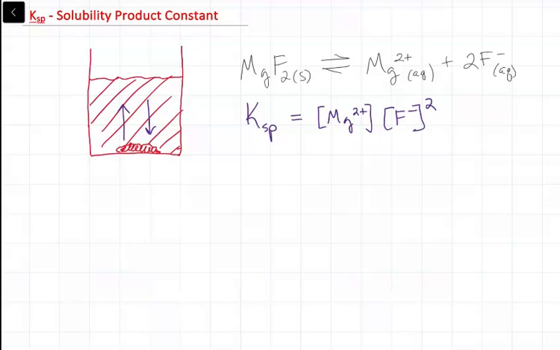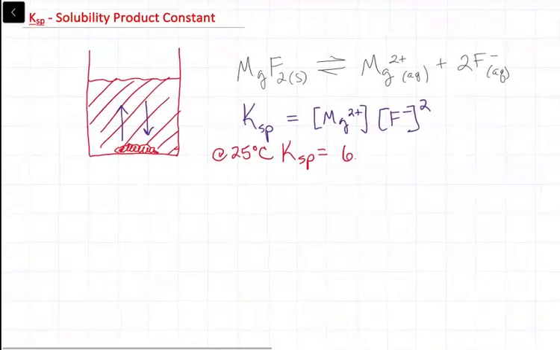So let's talk about what this means in terms of solubility. Let's say I actually know the value for this. We look it up and we get a Ksp for this reaction. Of course, like any other reaction, it is constant only if the temperature is constant. So at 25 degrees Celsius, the Ksp for this particular dissolving process is 6.4 times 10 to the negative 9. All right, that's our Ksp value.